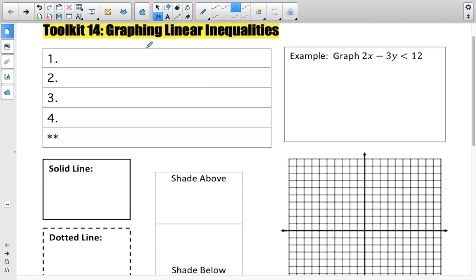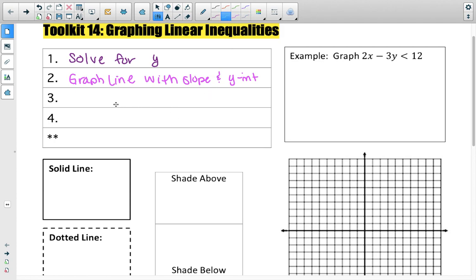Step 1 to graph linear inequalities is to solve for y. Just like solving or graphing linear equations, we want it to be in slope-intercept form. So we want to be able to isolate the y. Once we have it in slope-intercept form, we want to graph the line with the slope and the y-intercept. We're going to graph linear inequalities the same way we would graph lines. It's the ending that will be slightly different.